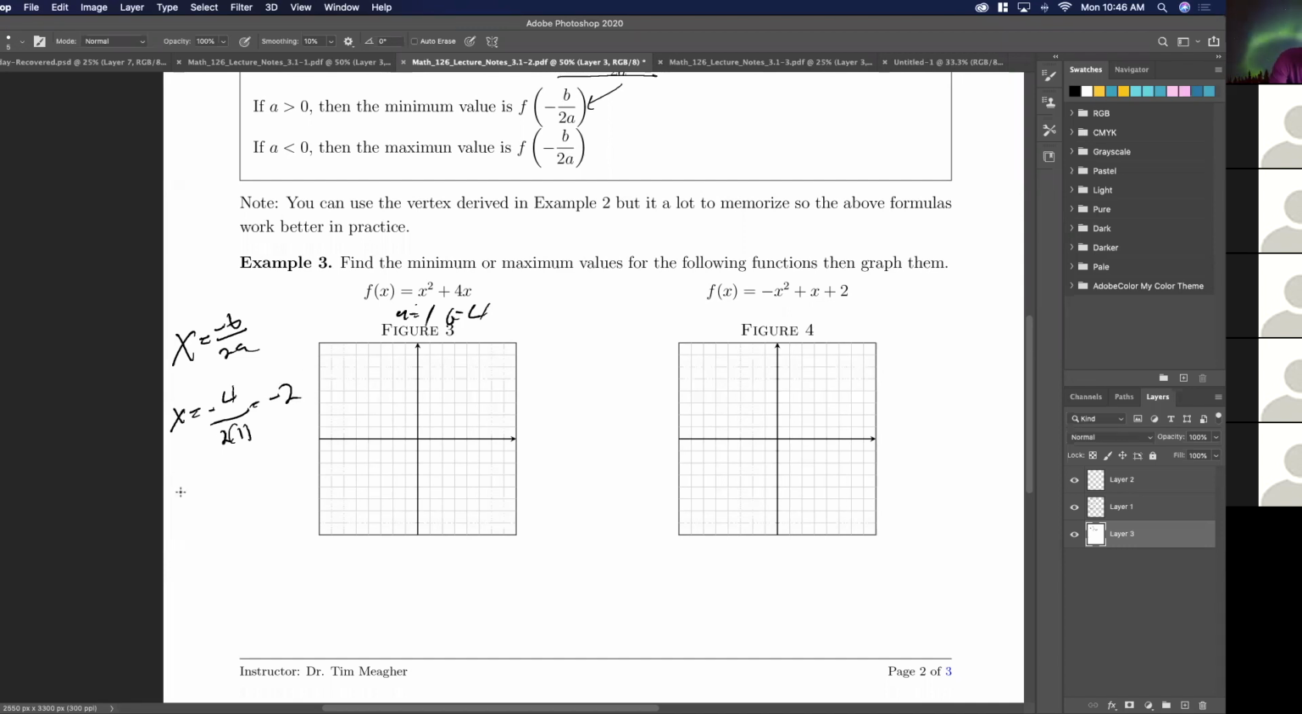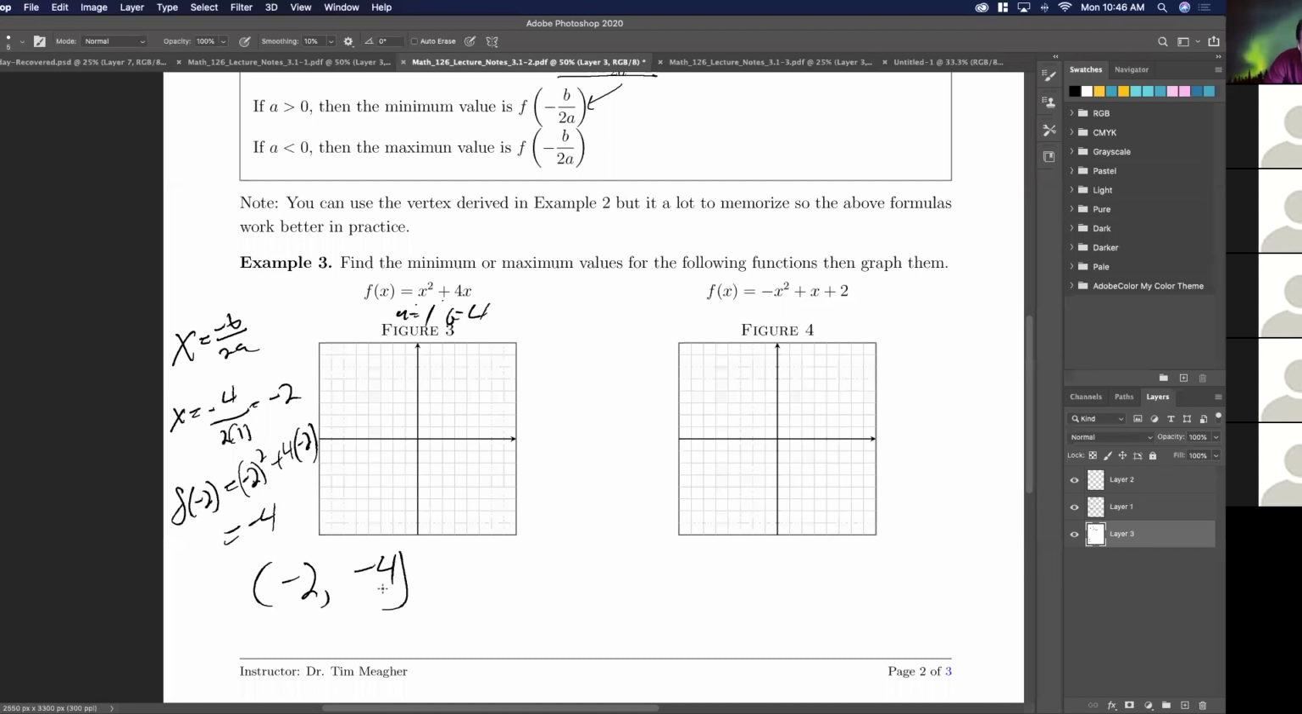Then I can plug it into the function. So f of negative 2, if I plug that in, I get negative 2 squared, which is 4, plus 4 times negative 2. So this is 4 minus 8, so that equals negative 4. So here I know what my vertex is, negative 2, negative 4. And I didn't have to complete the square. I didn't have to do anything really fancy. You can just crunch through it this way. It's just another way of hitting the same goal.